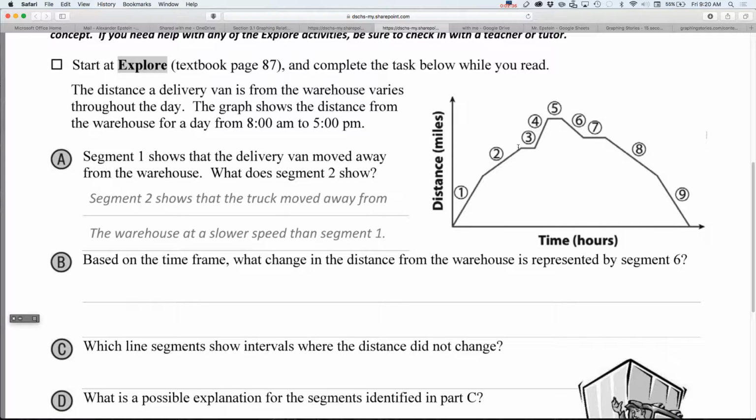So we have that segment 1 shows the delivery van moved away from the warehouse. What does segment 2 show then? Did it go back to the warehouse? If 0 represents the distance at the warehouse, did it go back? So what did it do? Kept going. Did it go faster though? Or slower? What do you think?